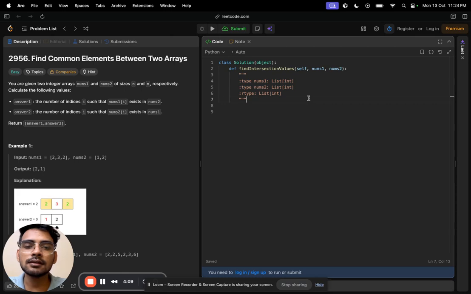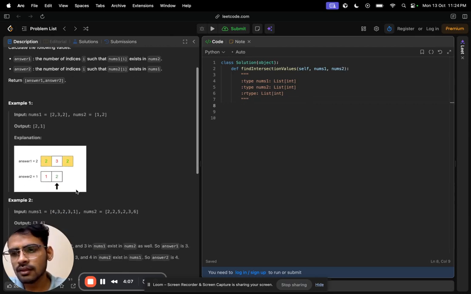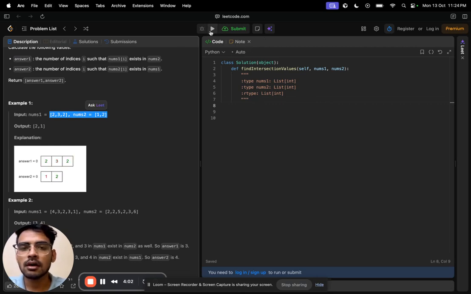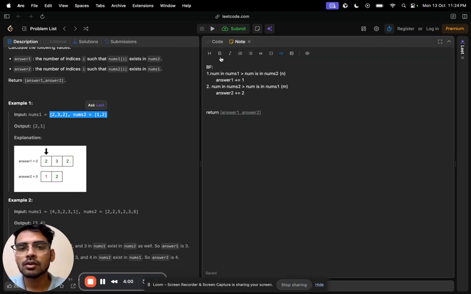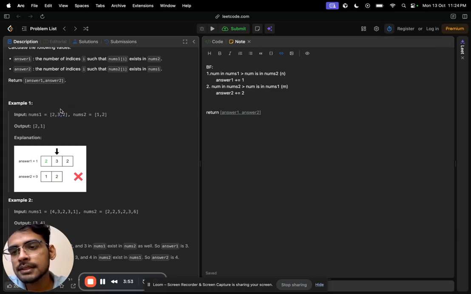So let's go through the first example that we have been given. We have these two arrays. We will be discussing a brute force approach to solve this problem. We will be checking for each individual element in nums1: does it exist in nums2? Okay, so 2 exists in nums2. Yes, it exists. It means we will be increasing the answer by 1. Initially the answer will be 0.